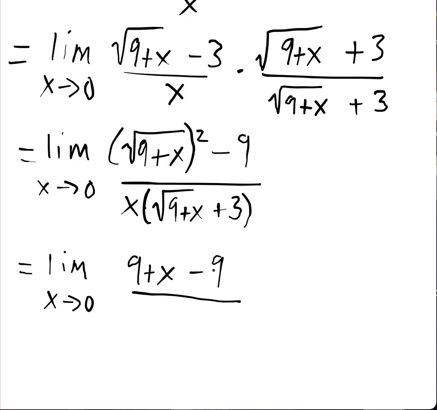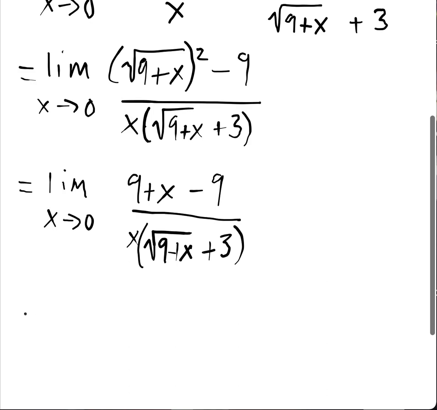Hopefully you'll observe that the 9 and the negative 9 will cancel each other out. Again, I'm just going to leave the part on the bottom the way it is. I'm going to collect like terms for the top. 9 minus 9 gives me 0. I'm left with an x.